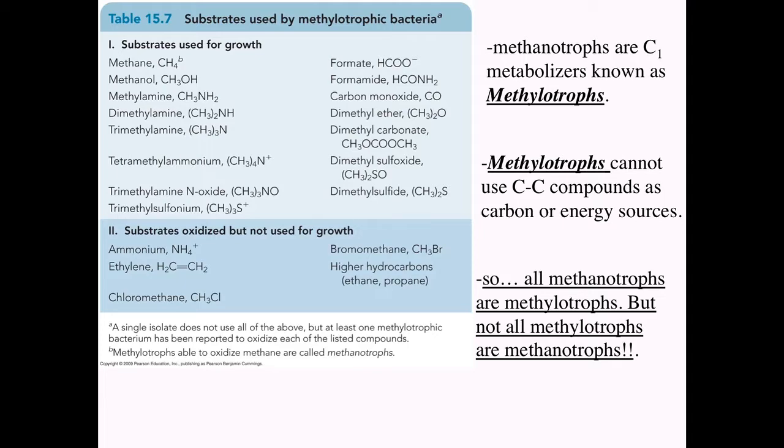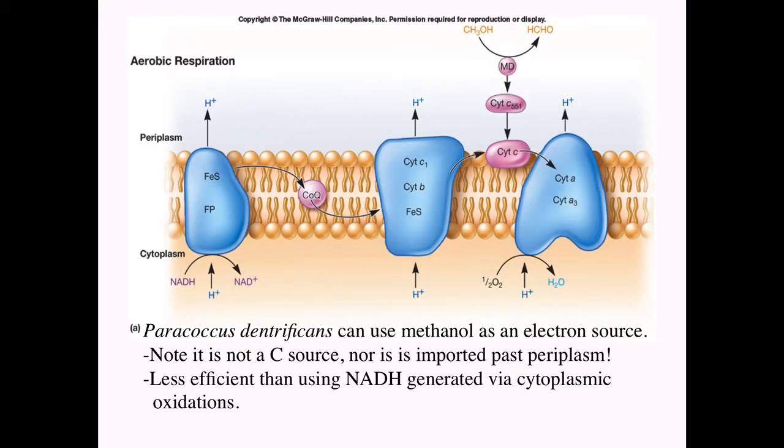So it's a very unusual group of microbes in that they can use organics, they just can't use them if there's been a carbon-carbon bond put into them. They can certainly make carbon-carbon bonds to put themselves together, but in terms of their diet, they can't use them.